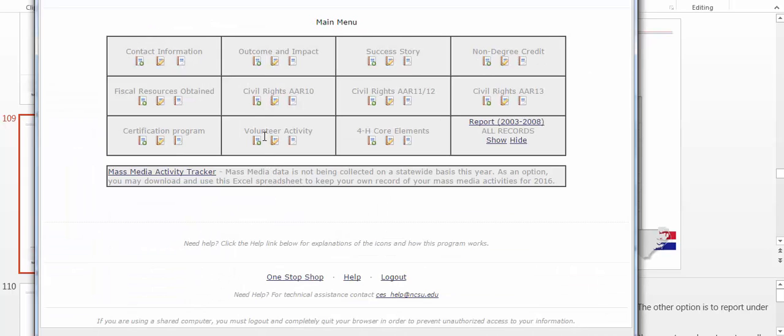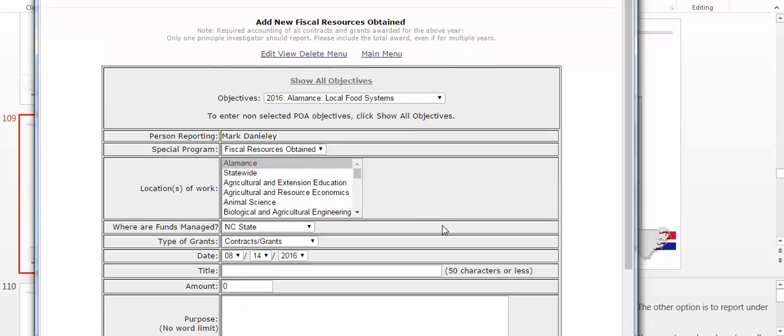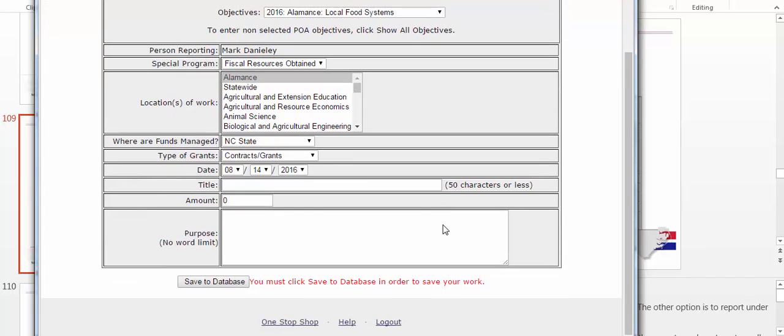Go to the other box where you can see it a little better. So there's where you select what you're going to report for, give a date, title, and amount and purpose. No word limit on that one, so you can, and make sure you save to the database.